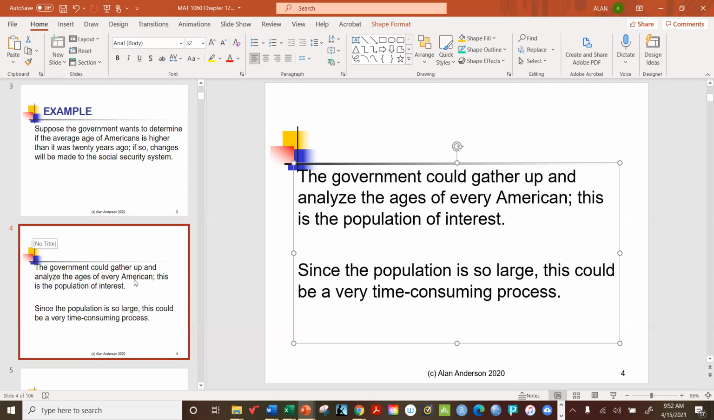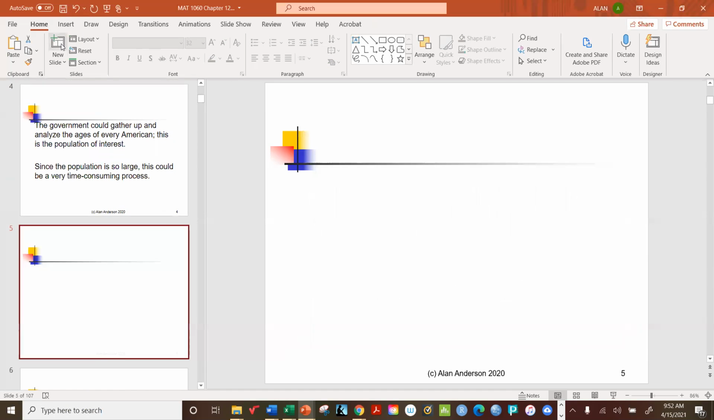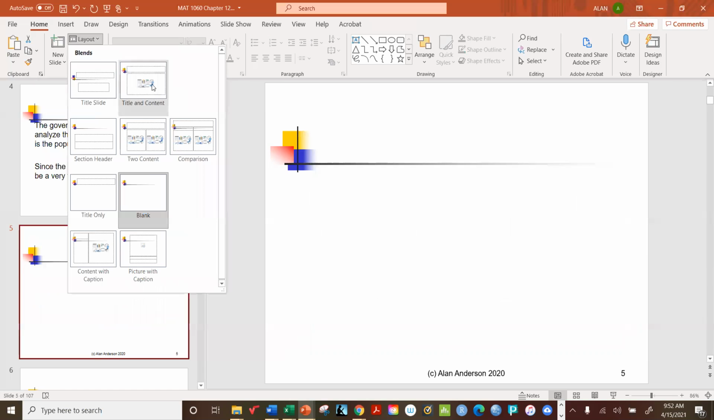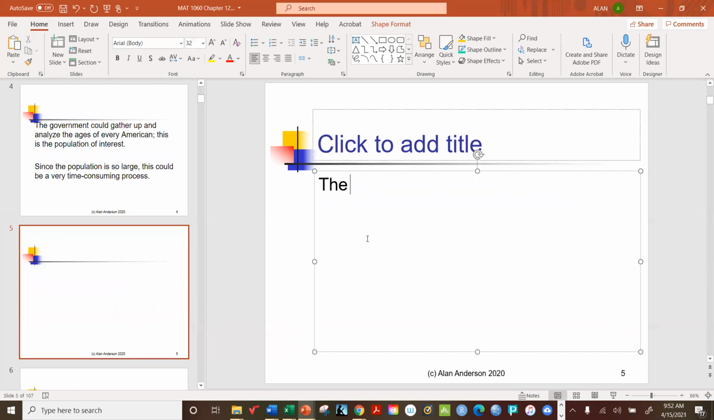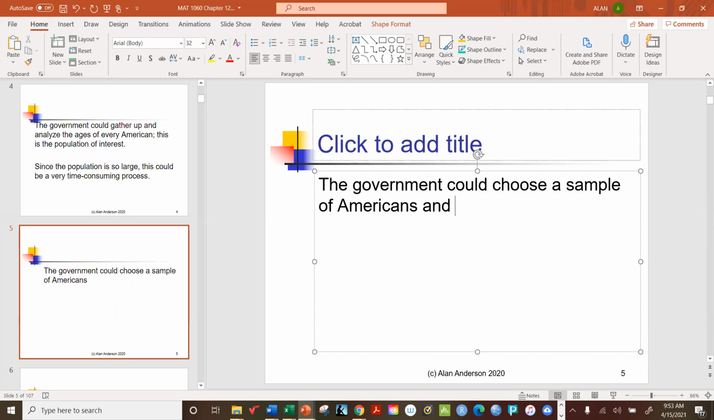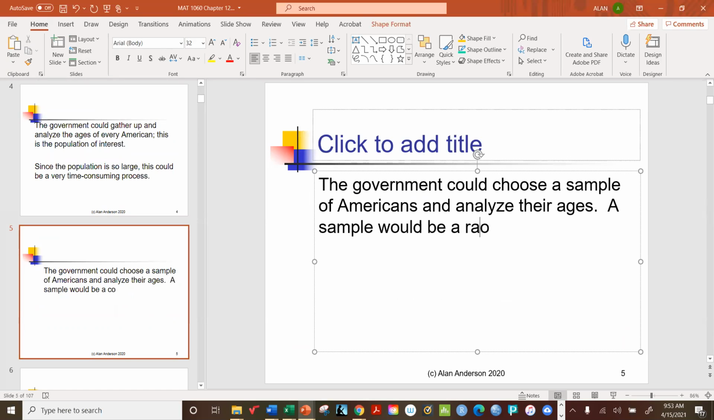Well, another option they have is this. The government could instead take a sample of Americans and analyze their ages. A sample would be a randomly chosen set of Americans.